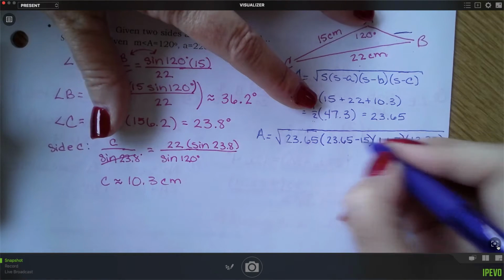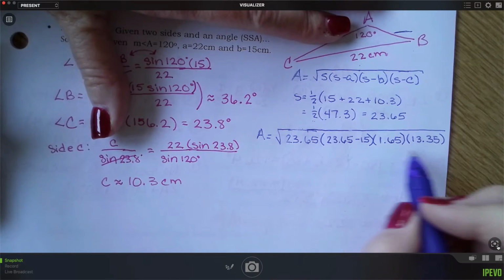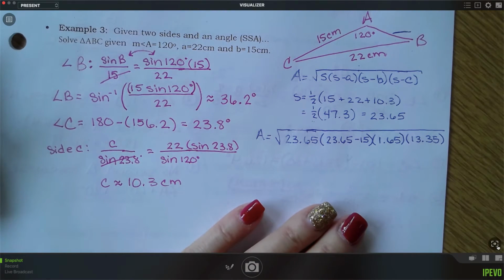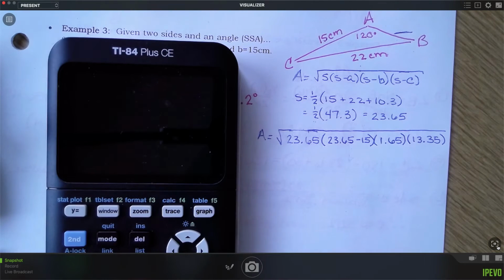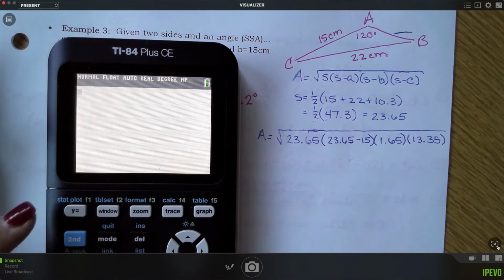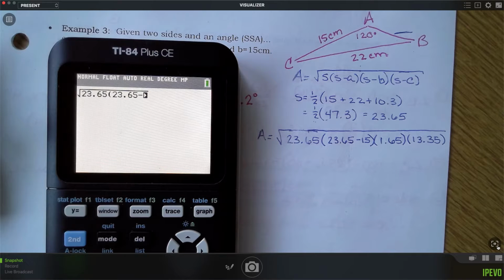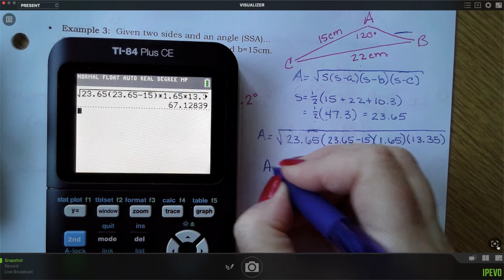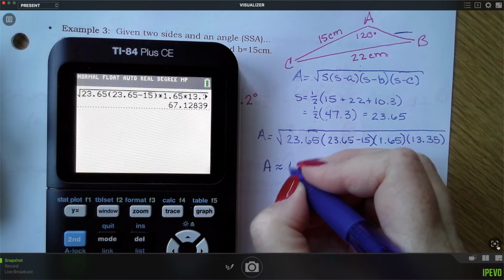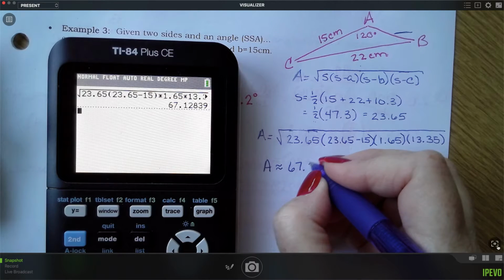Also, I wanted to show you. Okay, I'm going to put this all in my calculator at one time, not in pieces. So the square root of 23.65 times 23.65 minus 15 times 1.65 times 13.35. Yeah. So 67.2.